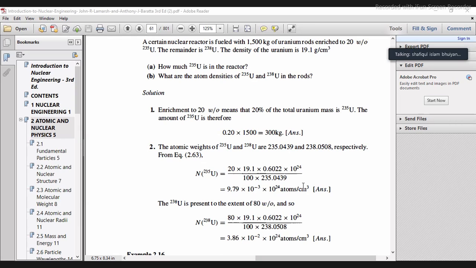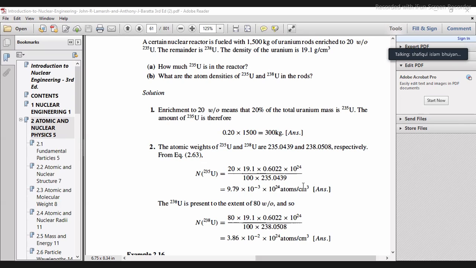So you can calculate the atom densities of U-235 and U-238, and you have only uranium here, a certain reactor fueled with 1500 kg of enriched uranium. But actually, in the nuclear reactor, is it only uranium? It has lots of other stuff. It has the cladding. It has the fuel meat. The fuel meat has lots of poisons and lots of moderators and other things.